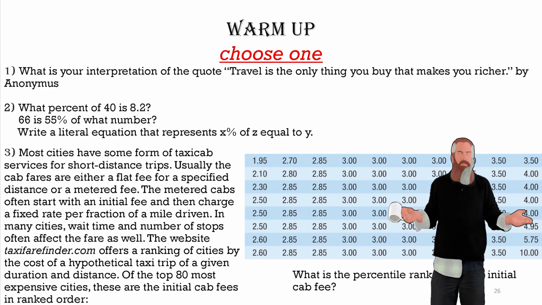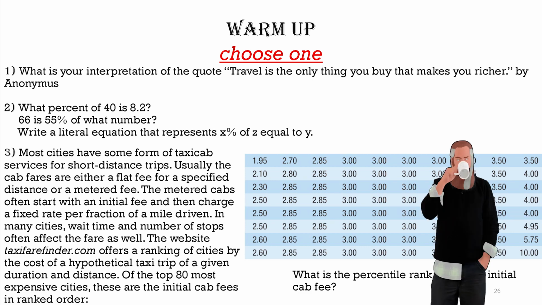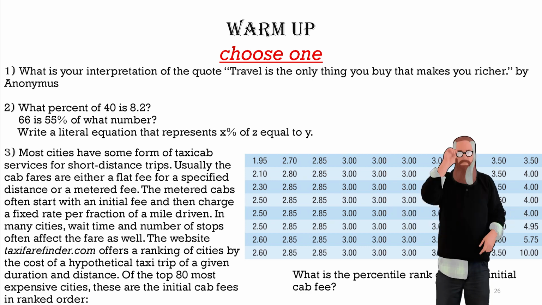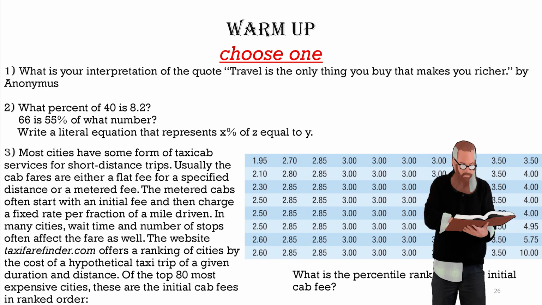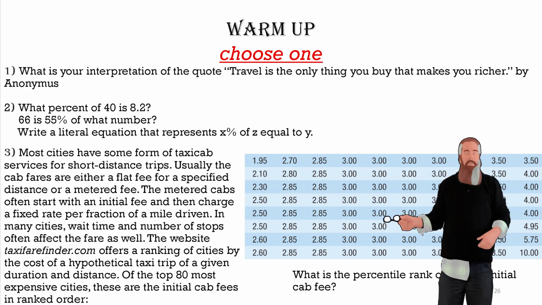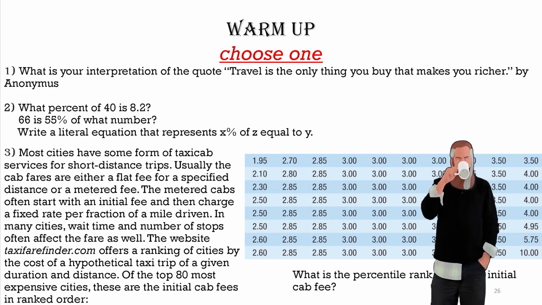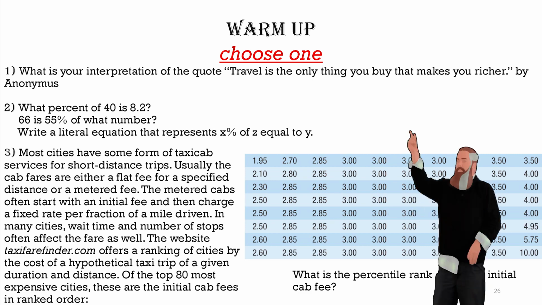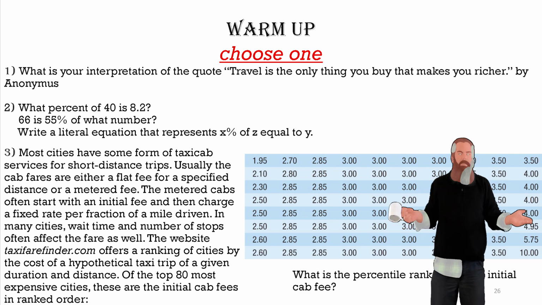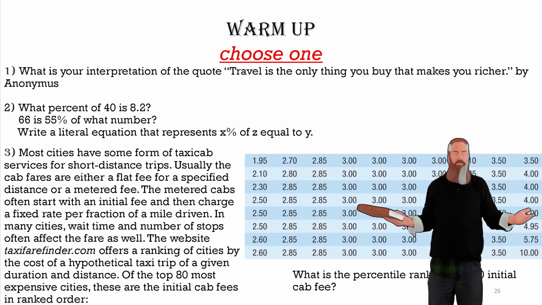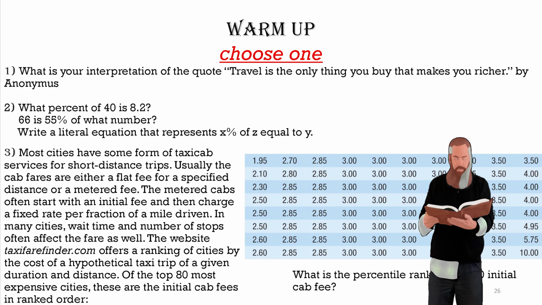Most cities have some form of taxicab service for short distance trips. Usually, the cab fares are either a flat fee for a specified distance or a metered fee. The metered cabs often start with an initial fee and then charge a fixed rate per fraction of a mile driven. In many cities, wait times and the number of stops often affect the fare as well. The website taxifarefinder.com offers a ranking of cities by the cost of a hypothetical taxi trip of a given duration and distance. Of the top 80 most expensive cities, these are the initial cab fees in ranked order.